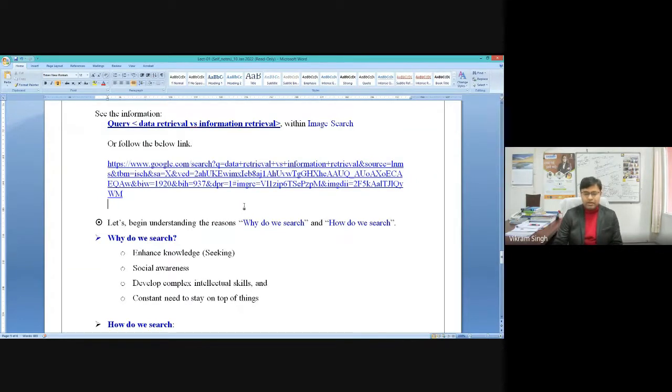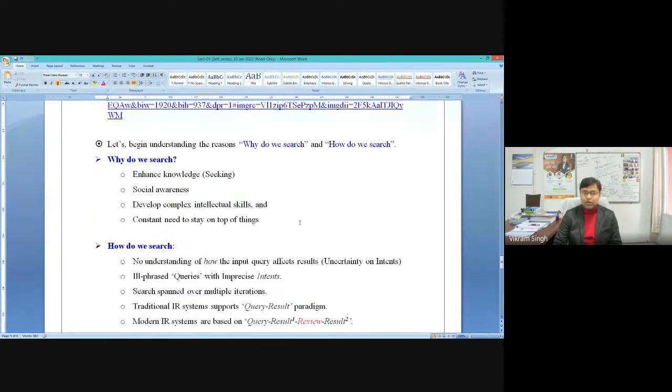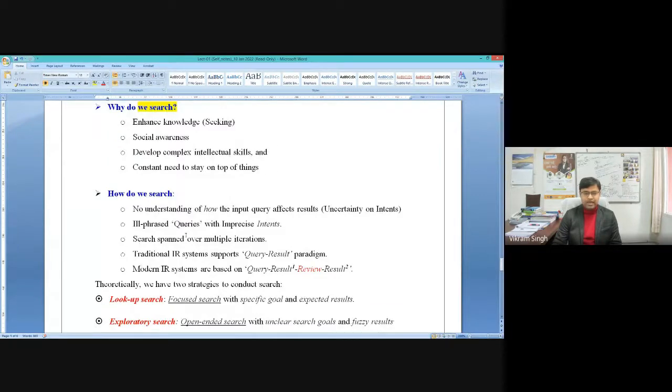Yeah. So now two focuses are important to be taken care of. First, why do we search at all? Why do we search at all? That's what you need to understand. You need to highlight it for clarity purposes.